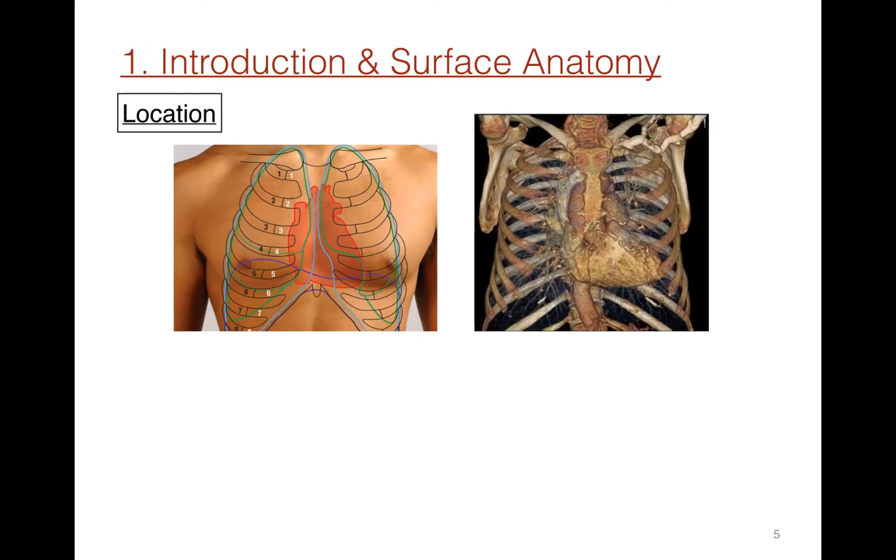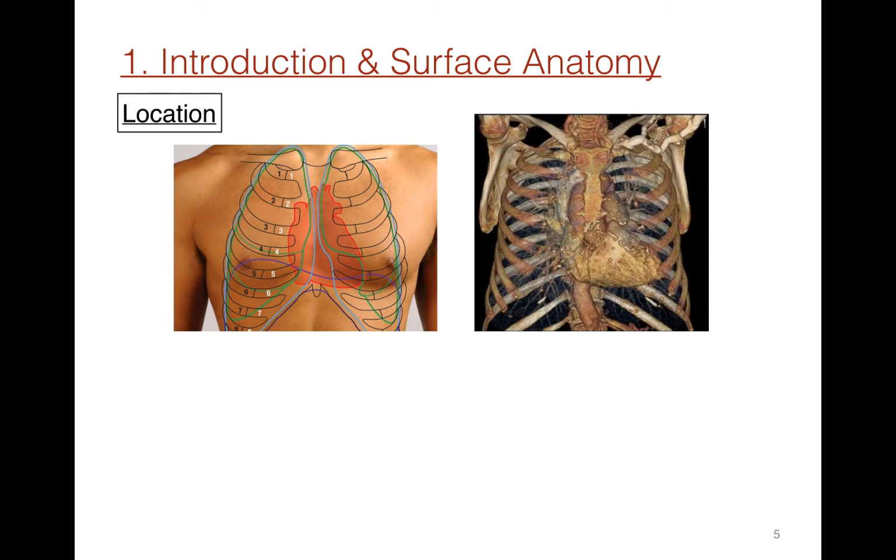Introduction and Surface Anatomy. The heart is located in the chest. More specifically, the heart is located in the thorax, behind the sternum. Even more specifically, the heart lies within the middle mediastinum. Within the mediastinum, the heart lies at an oblique angle. That is to say, it's not straight up and down. The apex of the heart points leftward.